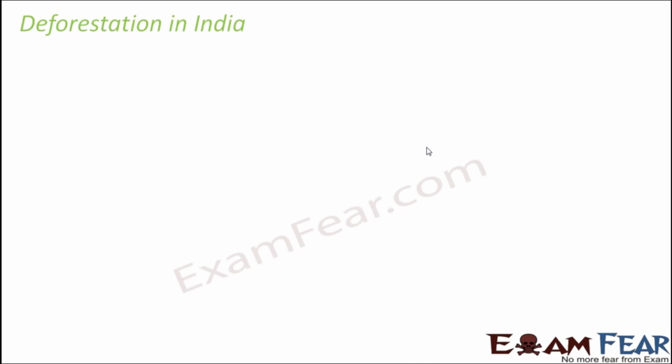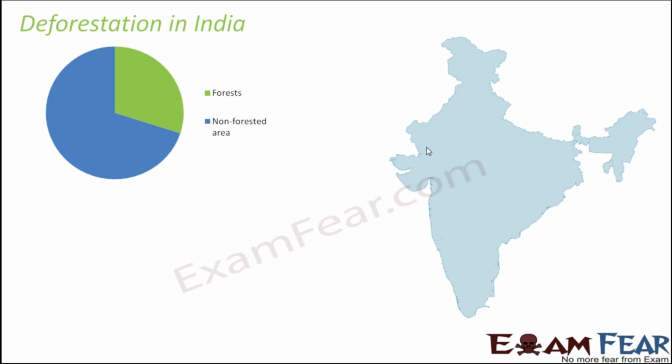So if you talk about India, now what it should have been and what it is, there is a lot of difference between the two. If you see here, the green portion denotes the area in India which was covered by forest, and the blue area denotes the area which is not forested. So this is how it was. In this case, almost 30% of the land was covered by forests, and this was the situation in the beginning of the 20th century. So at the beginning of the 20th century, 30% of the land area was covered by forests in India.